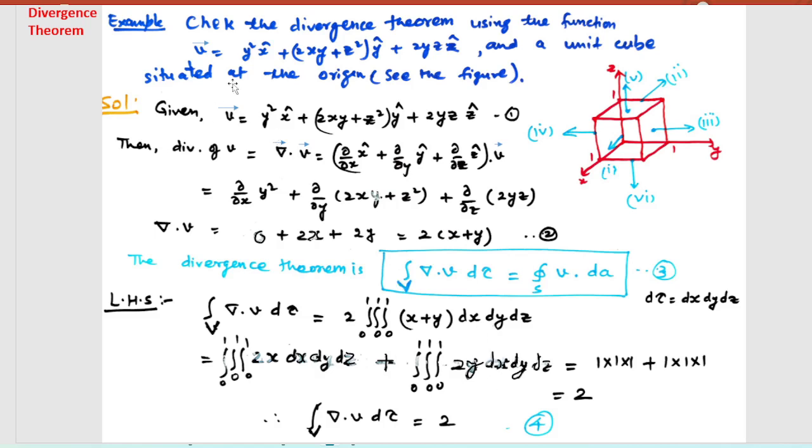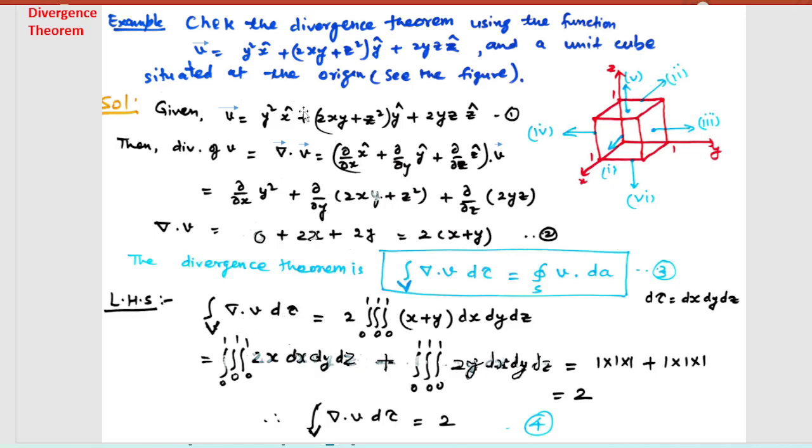So first we need to prove the divergence theorem. The divergence theorem is the integral of del dot B d tau equal to the surface integral of B dot dA. First, we find the left hand side of this, the integral of del dot B d tau. For that we need del dot B.